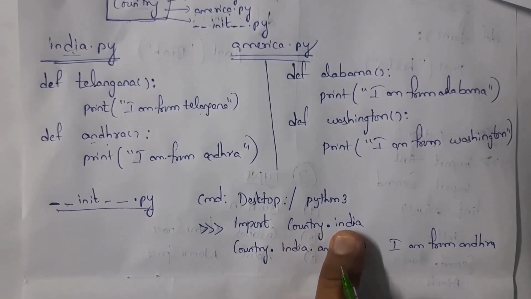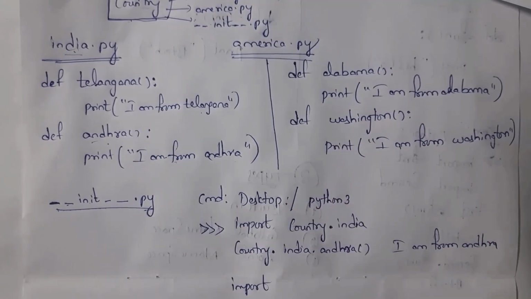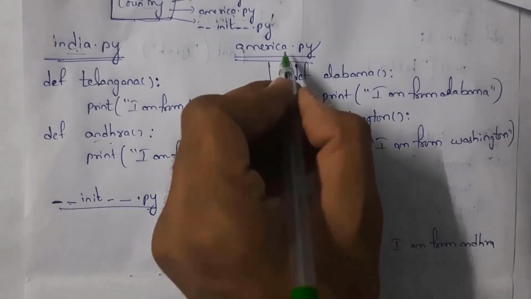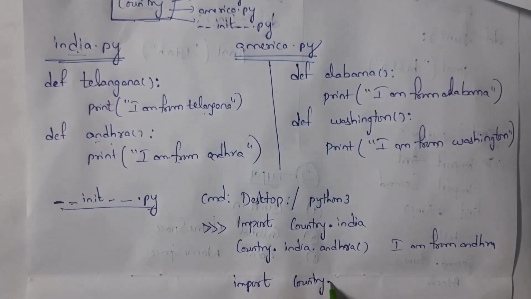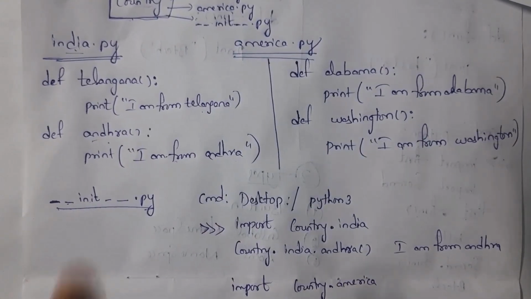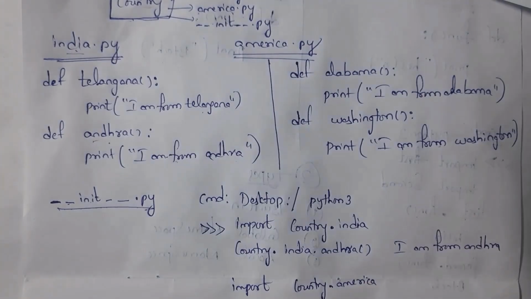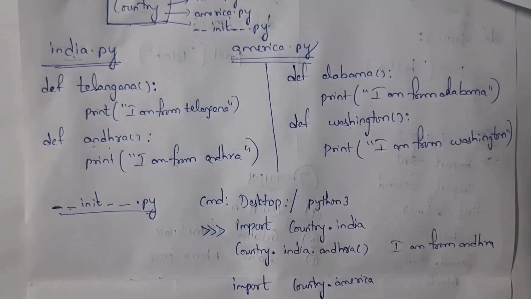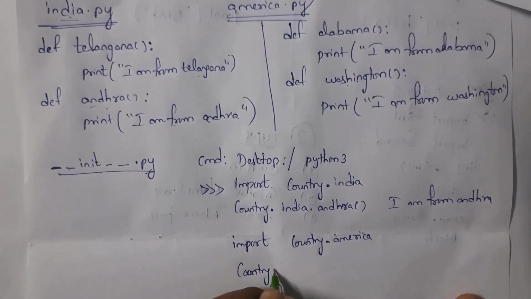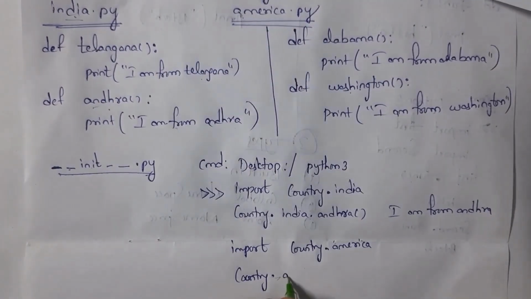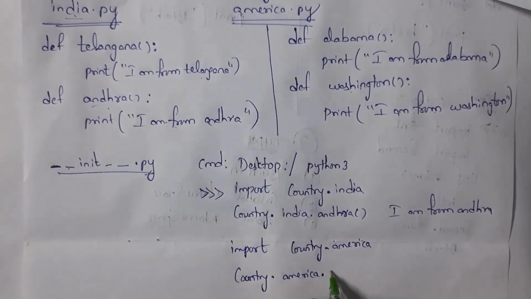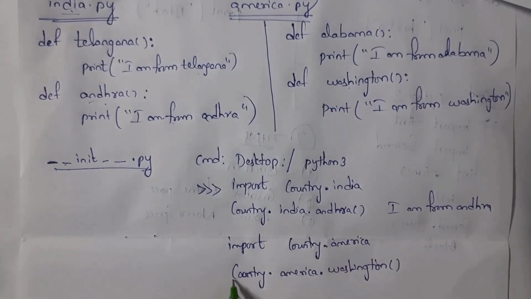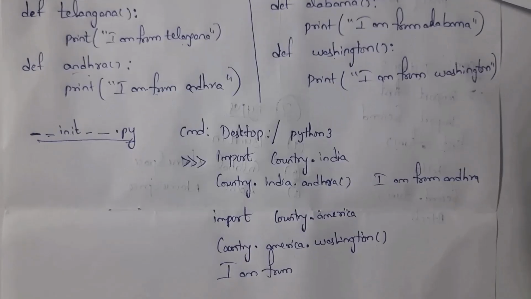For example, I want to print I am from Washington. So at first you need to import the package country and the module america.py. So don't write .py, just write America. So it will import the package as well as the module. Now I want to print the statement I am from Washington. So just write the package name country dot module name America dot function name Washington. So include brackets at last. And whenever you write this line of code and press enter, you will get the output I am from Washington.